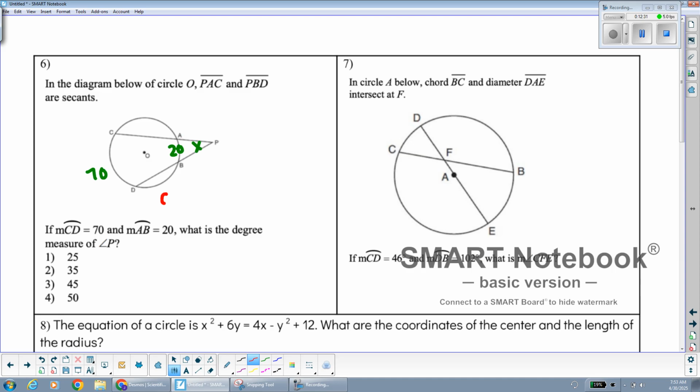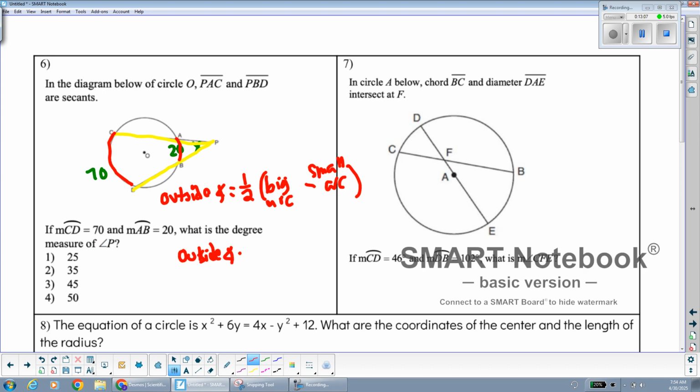So once again, the outside angle is half the difference of big intercepted arc minus little intercepted arc. So big arc minus small arc. If you follow the rays, you'll see that this arc touches the rays, as does this arc. So that's the small intercepted arc and the big intercepted arc. So the outside angle equals half of 70 minus 20, and that is 25.